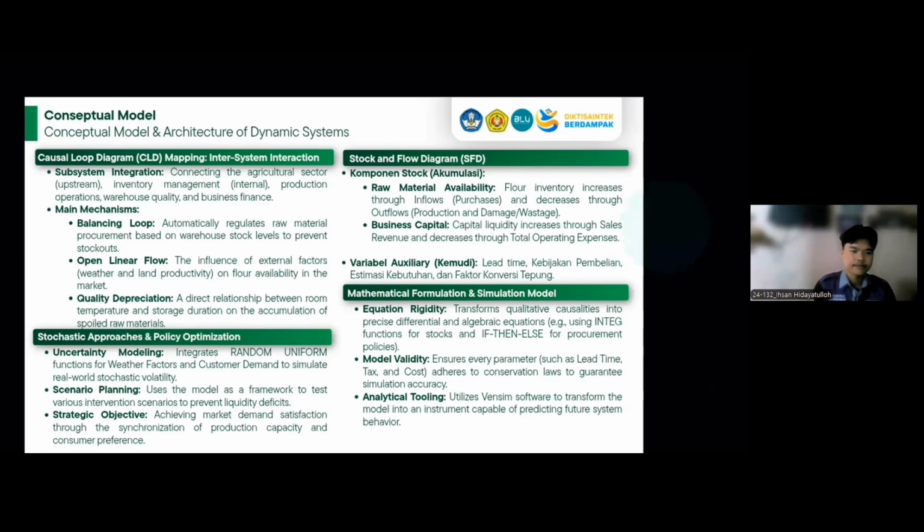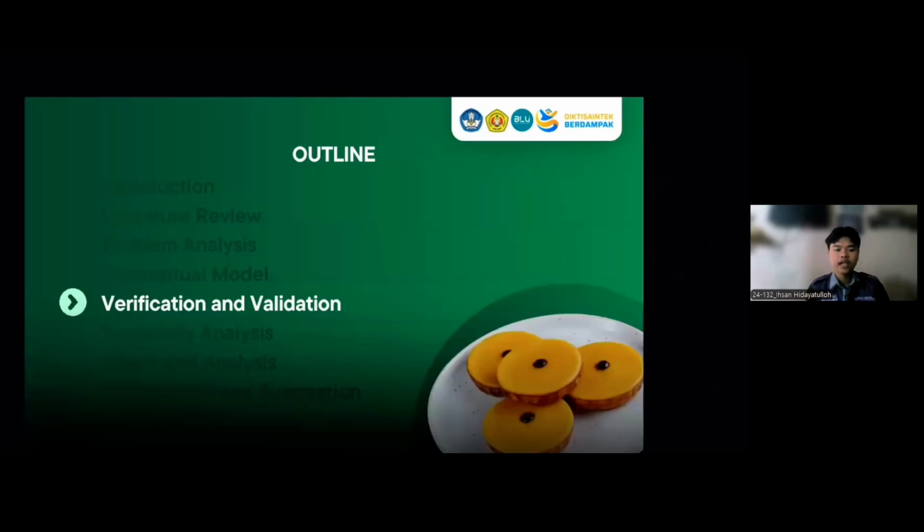So the next, I will tell about verification and validation. We should do this process because we want the model to be the same as reality. So we should do this process.